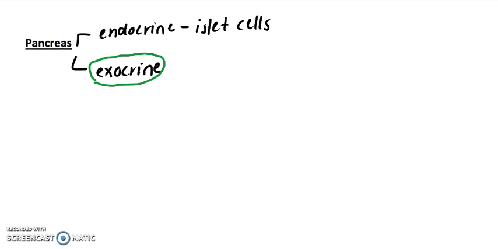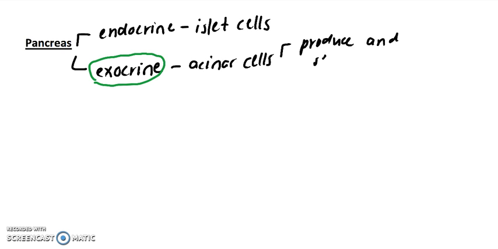And they produce hormones, which we'll talk about in a different lab. Your exocrine part is composed of the acinar cells, and here we produce and secrete digestive enzymes.